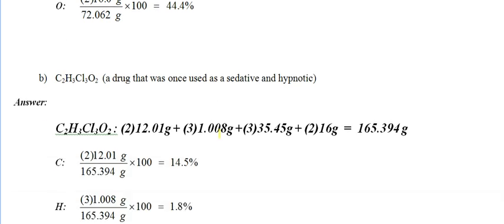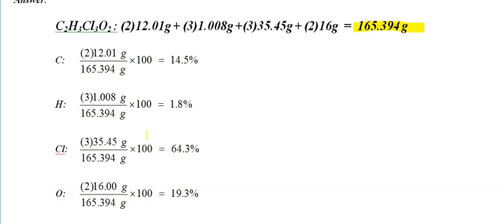Alright, letter B, C2H3Cl3O2. Again, find the molar mass of the whole compound. That's the first thing you have to do if you want to find percent composition. Once we have the total molar mass, we find our percentages based on the mass of each of the elements. So check your work here. Hopefully everything looks in line and correct. I think I'm off by a 10th on this one. Okay?